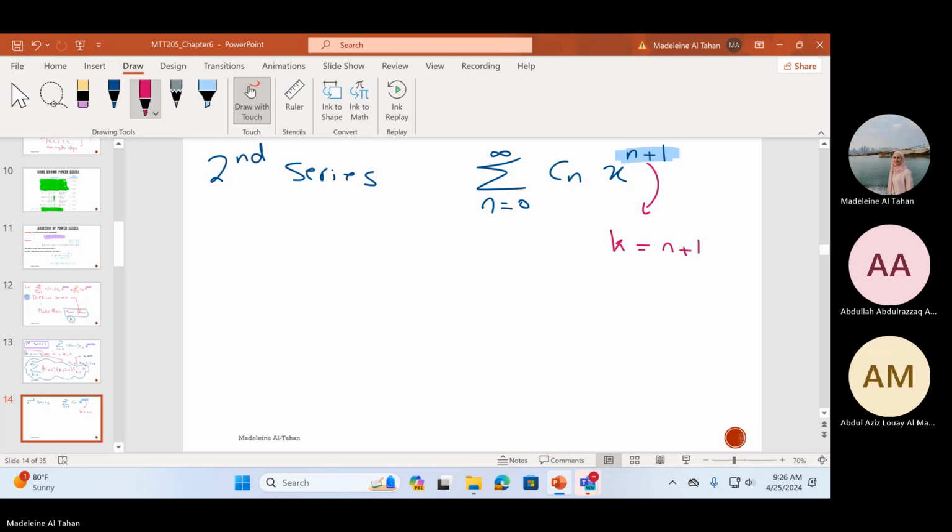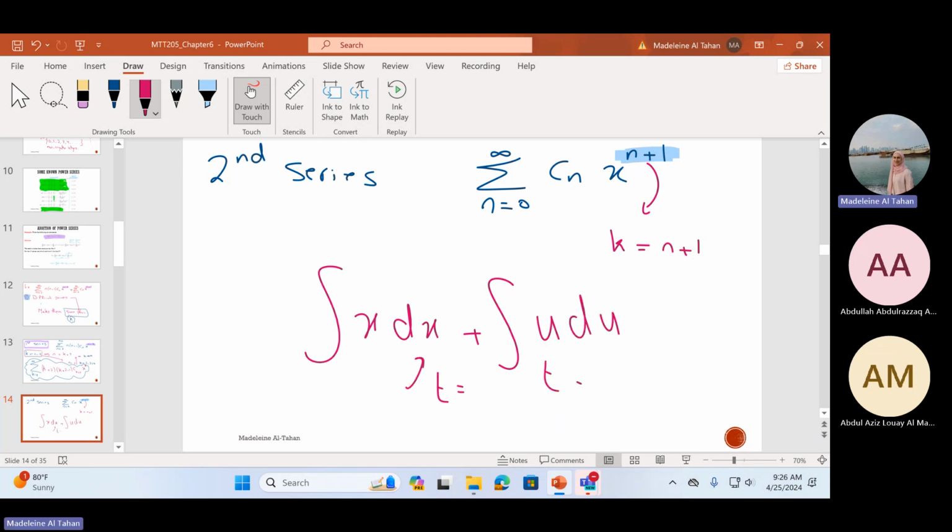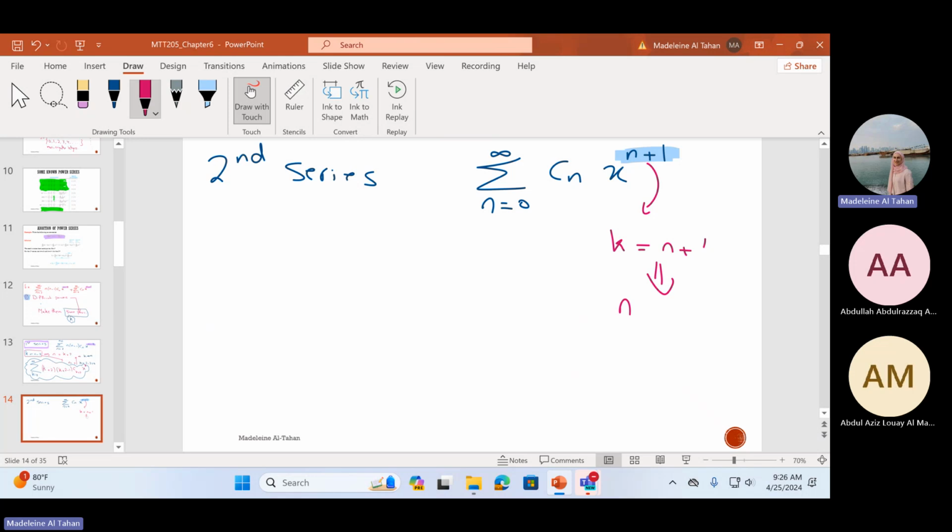As in an integral, if I have x dx plus u du, couldn't I take here the same? Try it, we get the same answer, right? You have boundaries, always you have the right to do that, limits of integration or limits of series. Now this one is k equal n plus 1. Then n is equal to what? k minus 1. What will we get? Sigma c_(k minus 1).